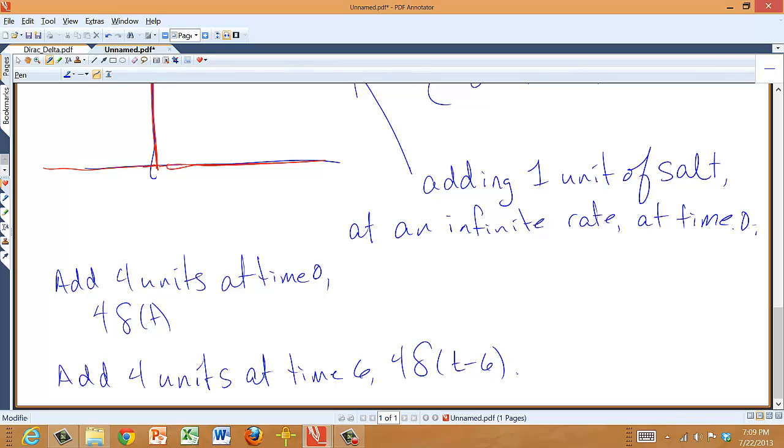So again, what we're doing is we're using this Dirac delta function. It represents the addition of something instantaneously. So here we're adding salt over 0 time, so the inflow rate has to be infinite at that time.